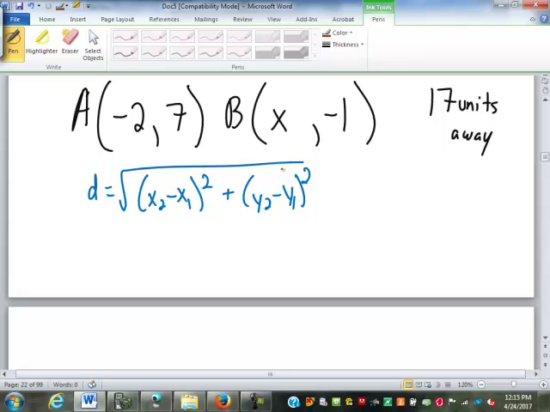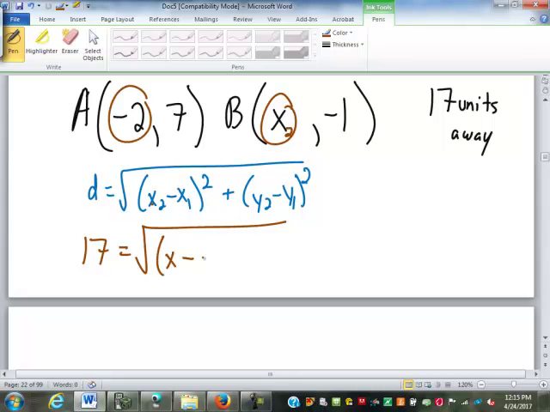I try to stay in the habit of writing out the formula before I plug numbers in, just because it helps me from getting things too messed up. So 17 is my distance. I put 17 there. x2, I'm going to say that's the number I'm looking for. That's my x2. So I'm going to put in x there, minus x1 is a -2, plus y2 is my -1 here, minus y1 is 7, that's squared.